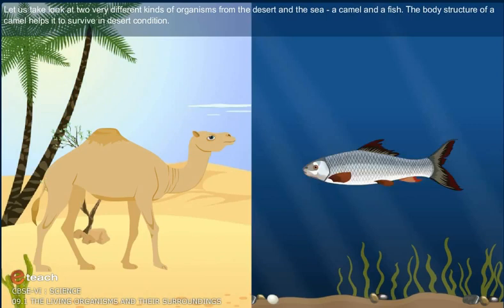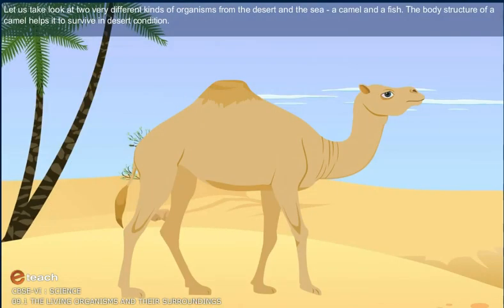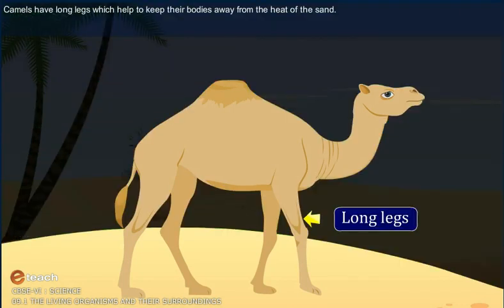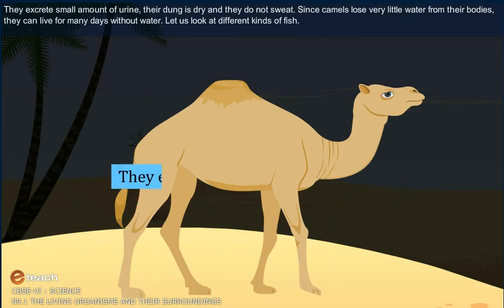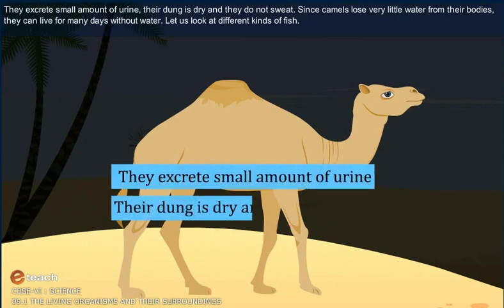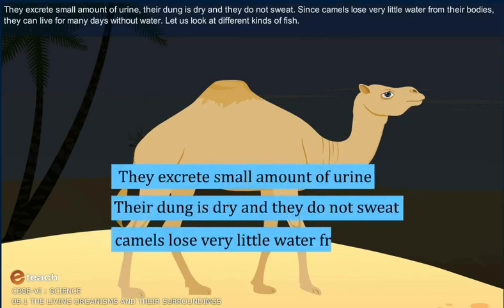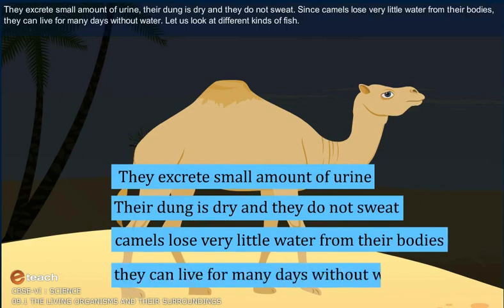Let us take a look at two very different kinds of organisms from the desert and the sea. A camel and a fish. The body structure of a camel helps it to survive in desert conditions. Camels have long legs which help to keep their bodies away from the heat of the sand. They excrete a small amount of urine. Their dung is dry and they do not sweat. Since camels lose very little water from their bodies, they can live for many days without water.